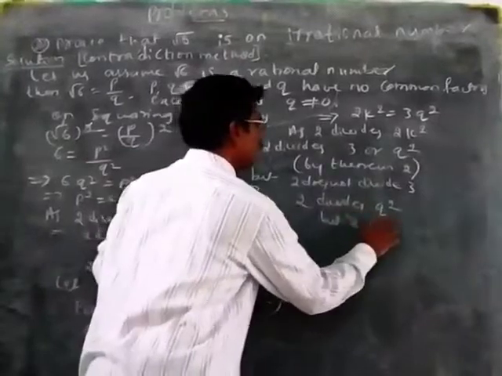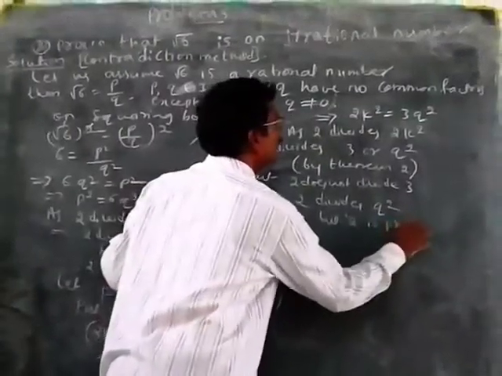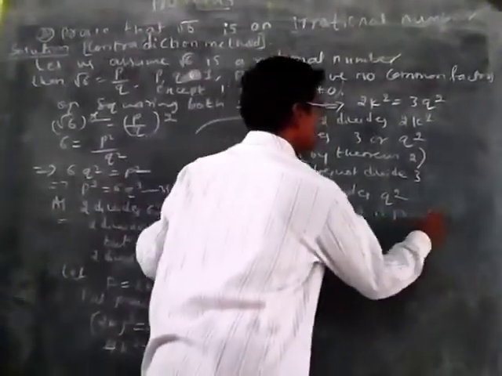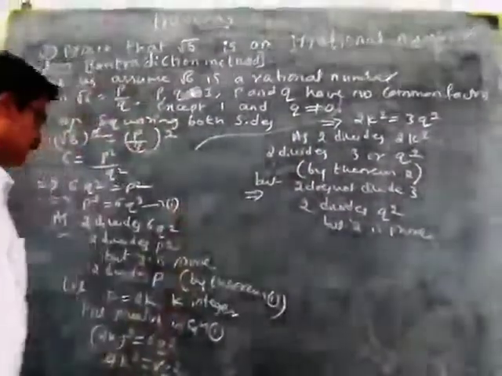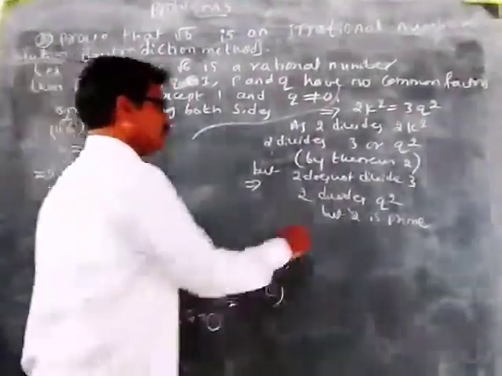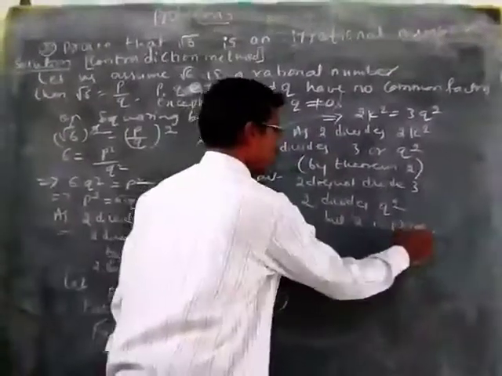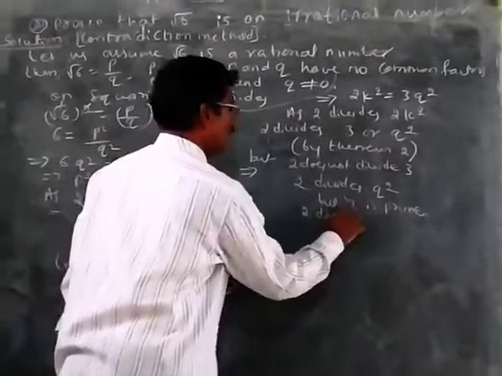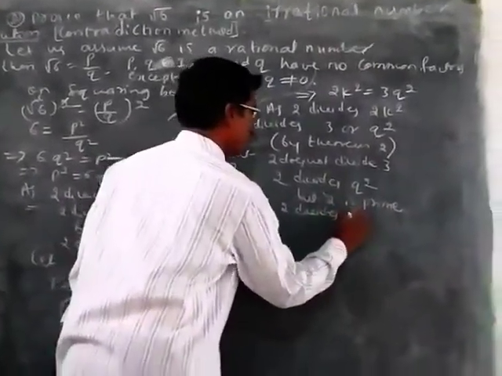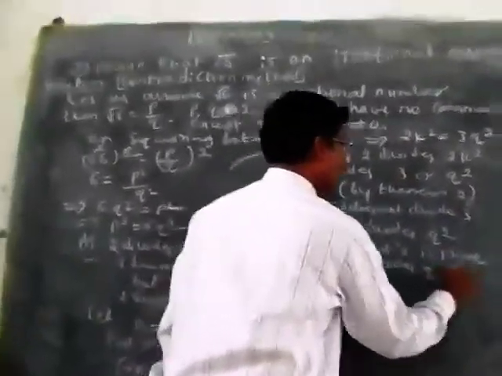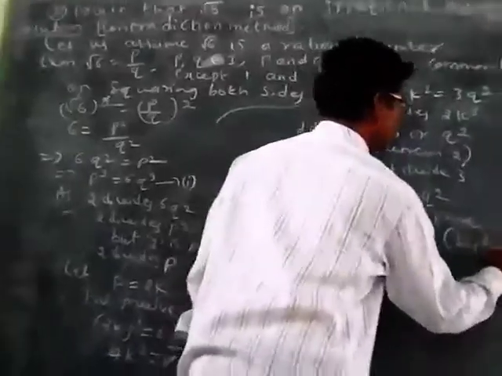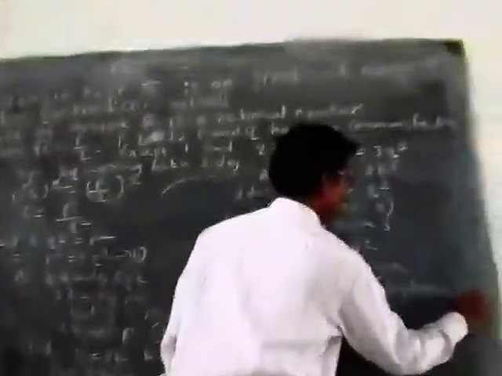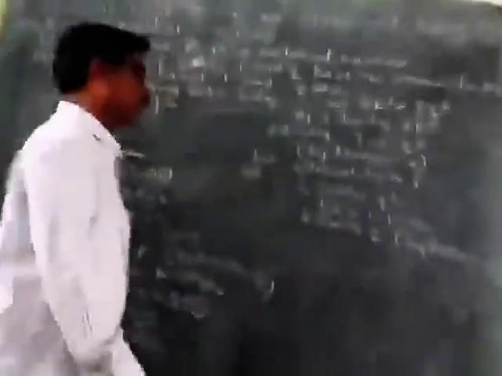But 2 is prime. By theorem 1, 2 divides Q.